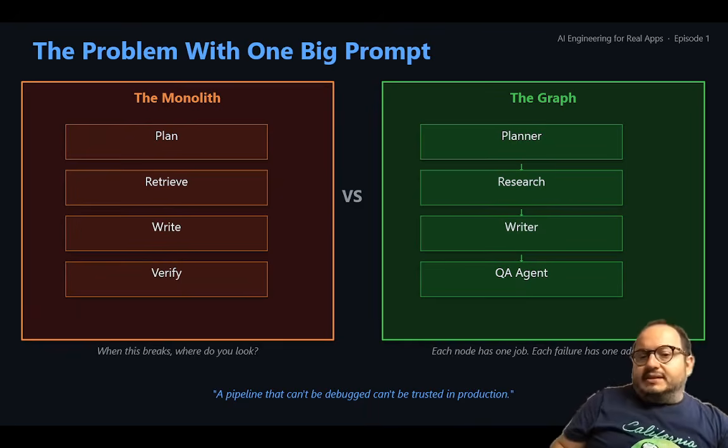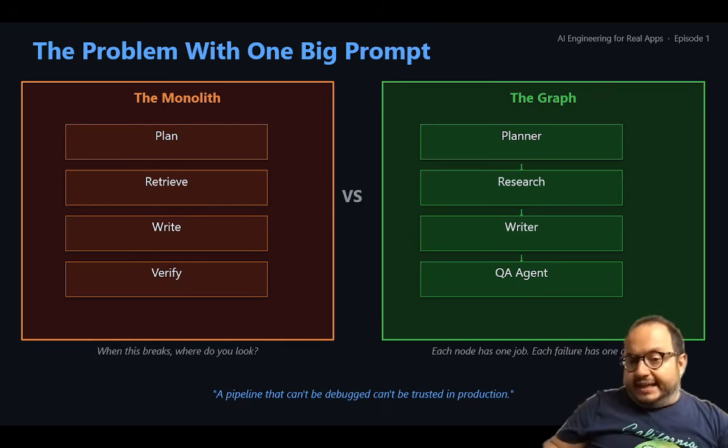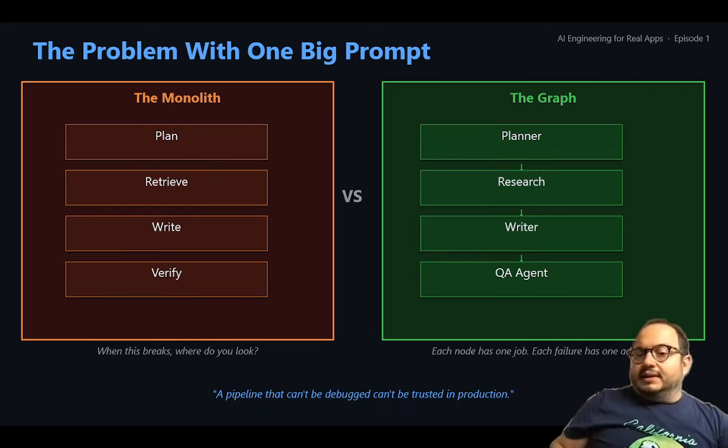Imagine you need to answer a business question. To answer it well, you need to first understand what the question is actually asking, then find the relevant data, then write a coherent response, and then verify that the response is consistent with what you actually found. If you put all of that into a single prompt, a few things happen. First, the prompt becomes enormous. You are asking the model to plan, retrieve, write, and check all at the same time. Context gets bloated, cost goes up, and the model loses coherence across the full chain of reasoning.